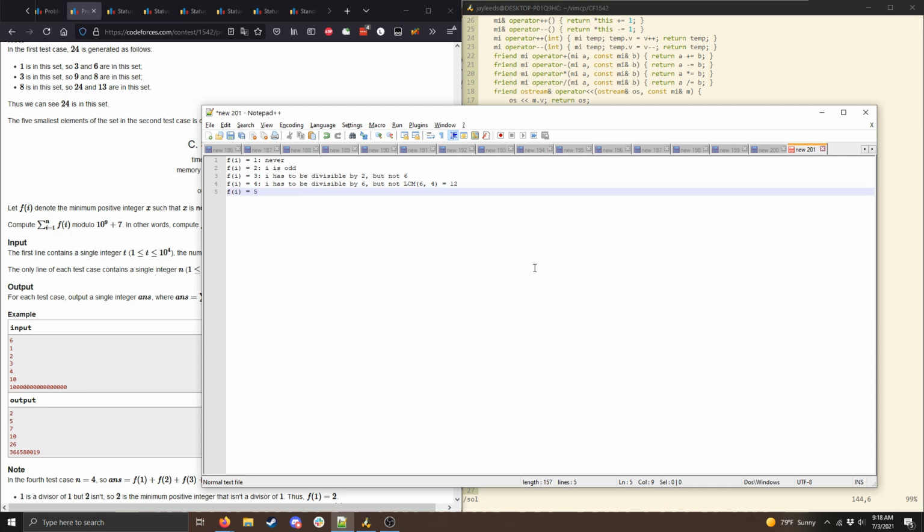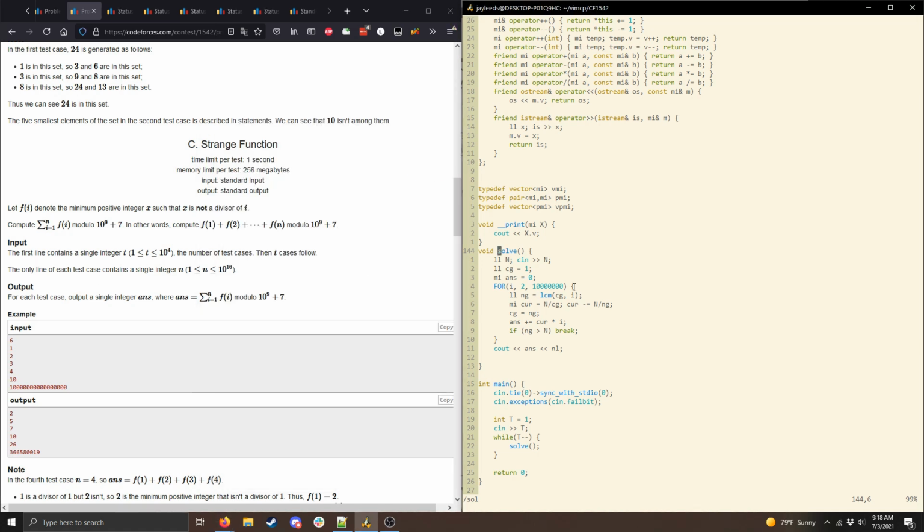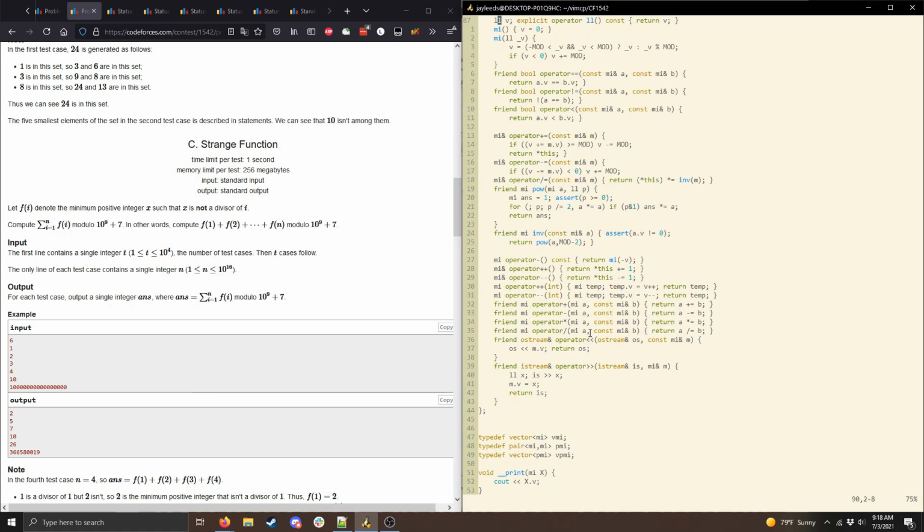Like for when f of I is 5, I has to be divisible by 12, so as not to make the answer 4 or less. But it can't be divisible by LCM of 12 and 5, which is 60. And so that's basically the pattern here. So with that, let me show my solution.